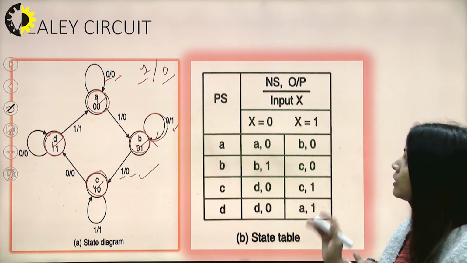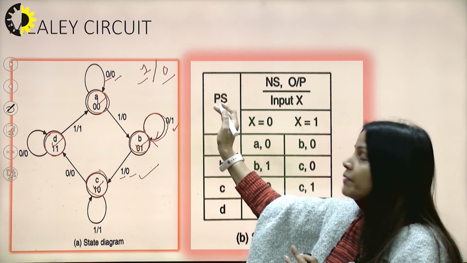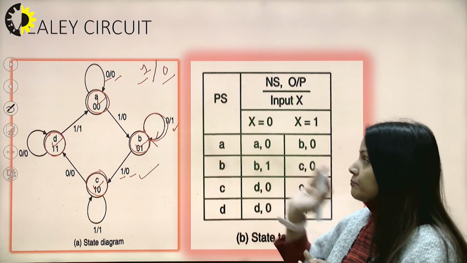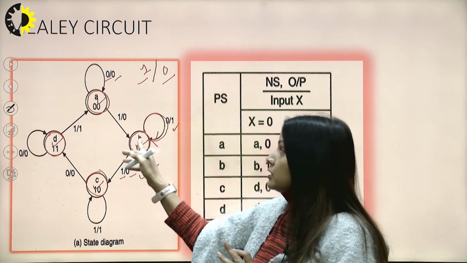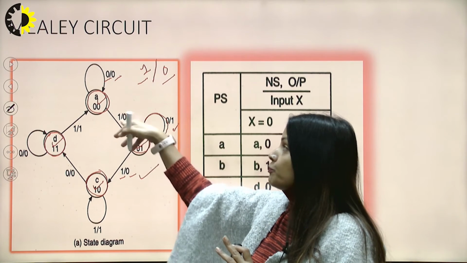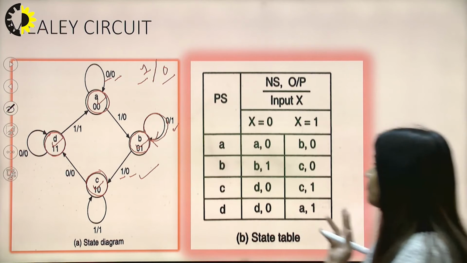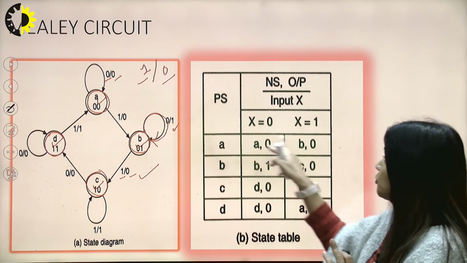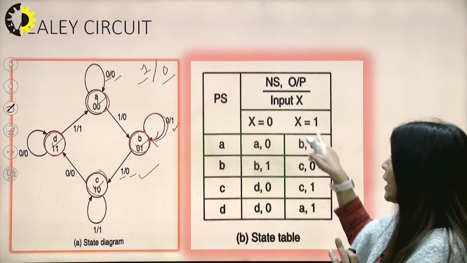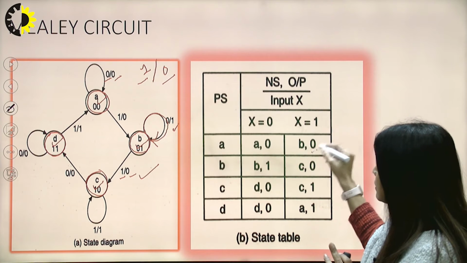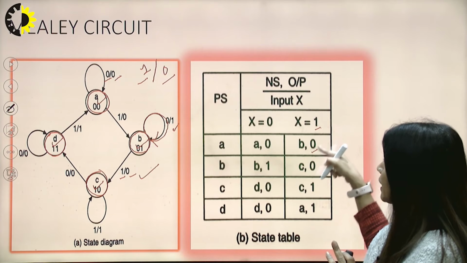So here let us assume that the present state is A. Now from A to B, the next state is B when input is 1 and output is 0. So from A to B, when input is 1 and output is 0.